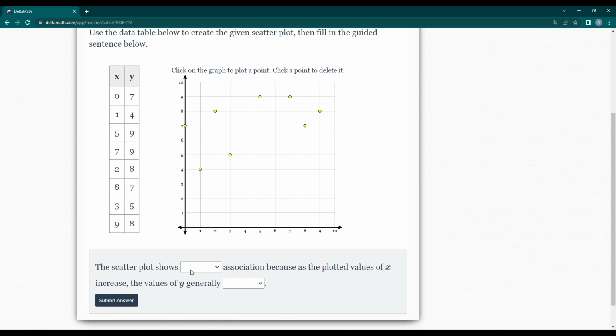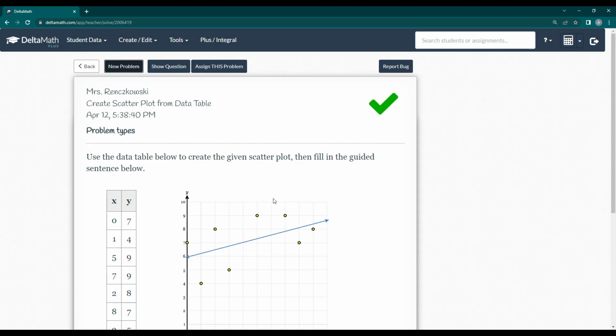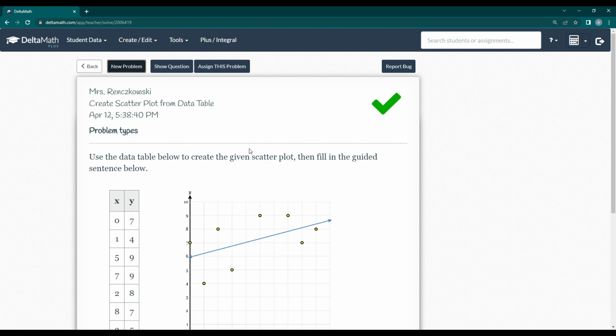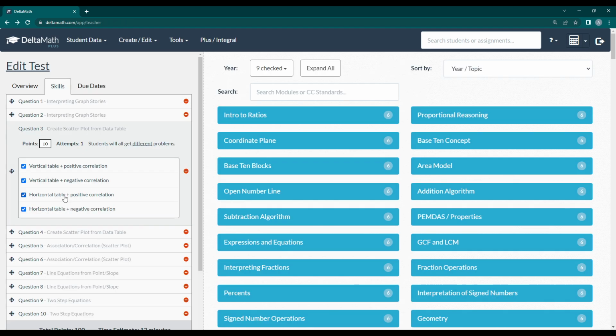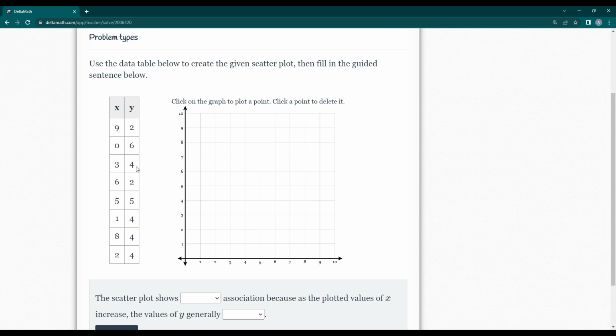Alright, the scatter plot below shows positive or negative. Well, if I had to really say one of those two, I would say positive, because they do go up. Because as the plotted values of x increase, the y values generally increase as well. So, yep, they said the same exact thing. Sweet. Question number 4. We have to do another one.